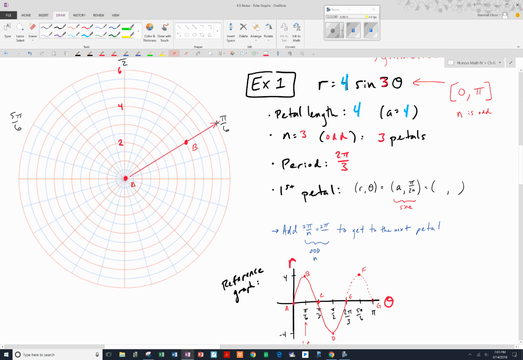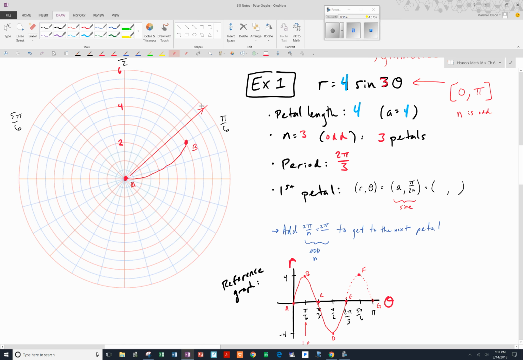At pi over 6, we had a value of 4. But as we opened up, those values got bigger and bigger to go from that point A to the point B. If we were to trace those values, what it would end up giving us is this graph right there. So we're not going to plot anything in there. We just know that it makes that curve right there.